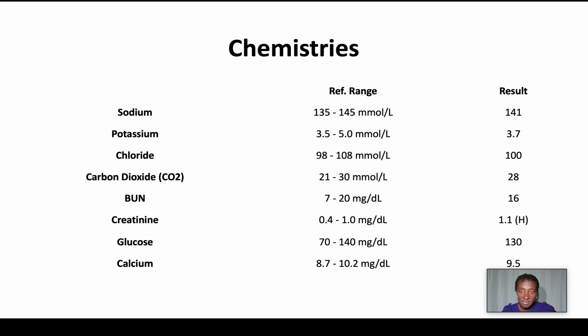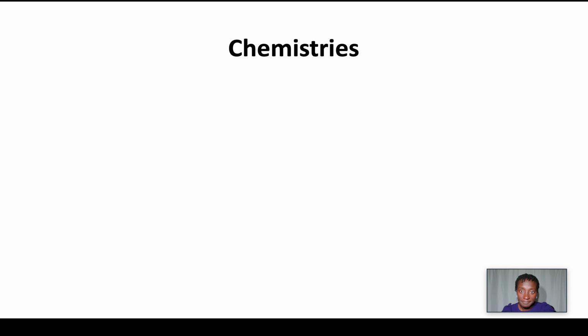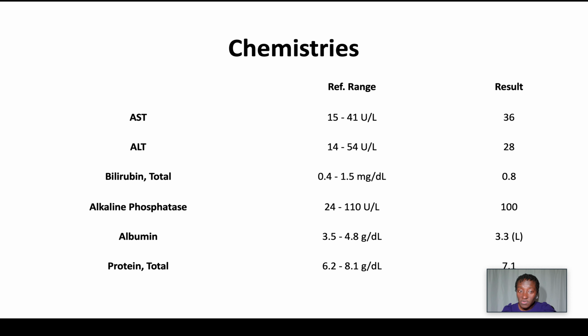How about the chemistries? The chemistries are largely normal. We do see that her creatinine is a little bit elevated, but not significant enough to cause her bleeding. And then when we look at her other chemistries, her AST and ALT are within normal limits, so this is unlikely to be liver disease. She does have a little bit of albumin that's low, so there's some nutritional issues there, but probably not significant enough. All right, how about her coag studies?